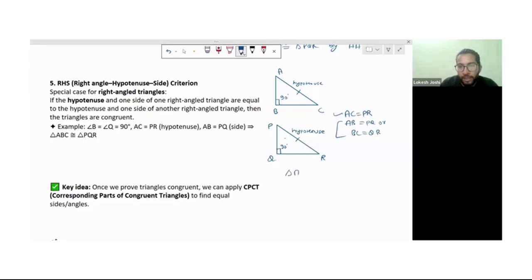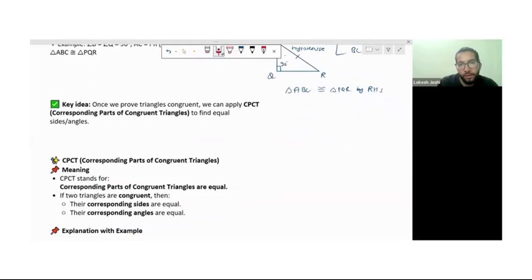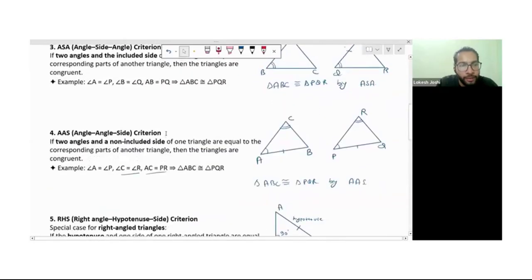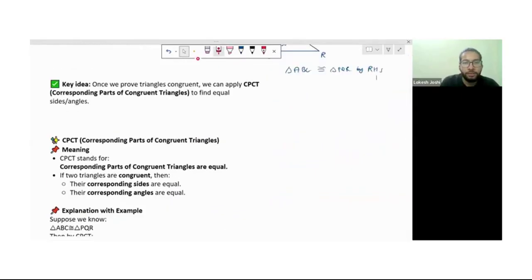Now we can say triangle ABC is congruent to triangle PQR by RHS, and I am showing you how: R is right angle, H is hypotenuse, and any one side is S. So its criteria is RHS. Up to now we are done with all the criteria by which we can prove two triangles are congruent. Now there are some more things. So it's the key idea.